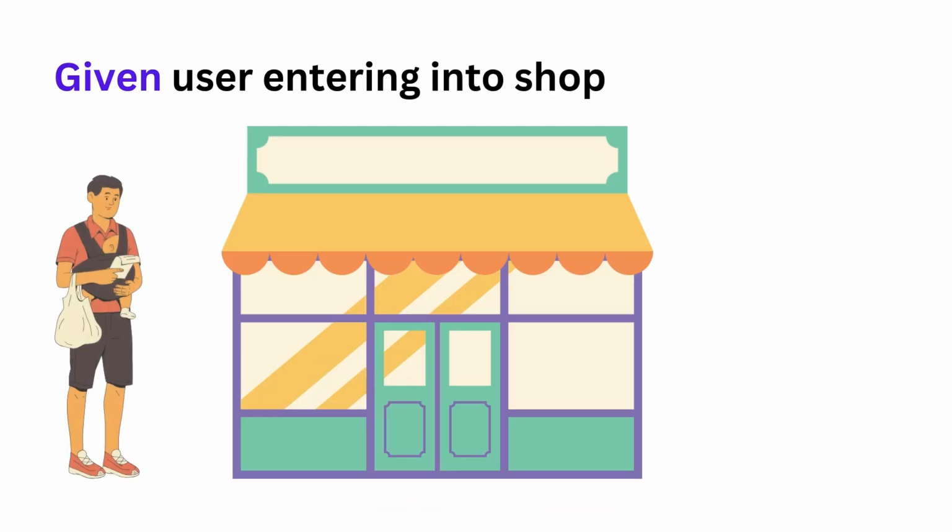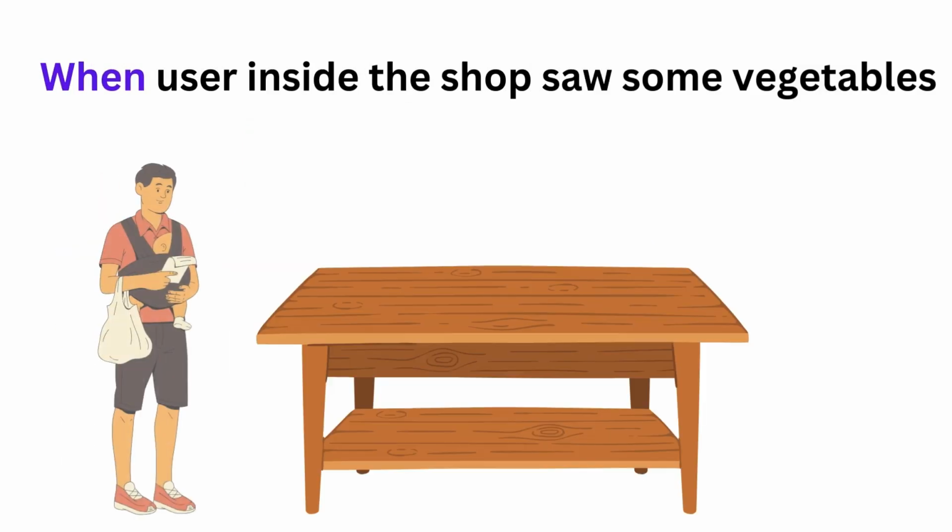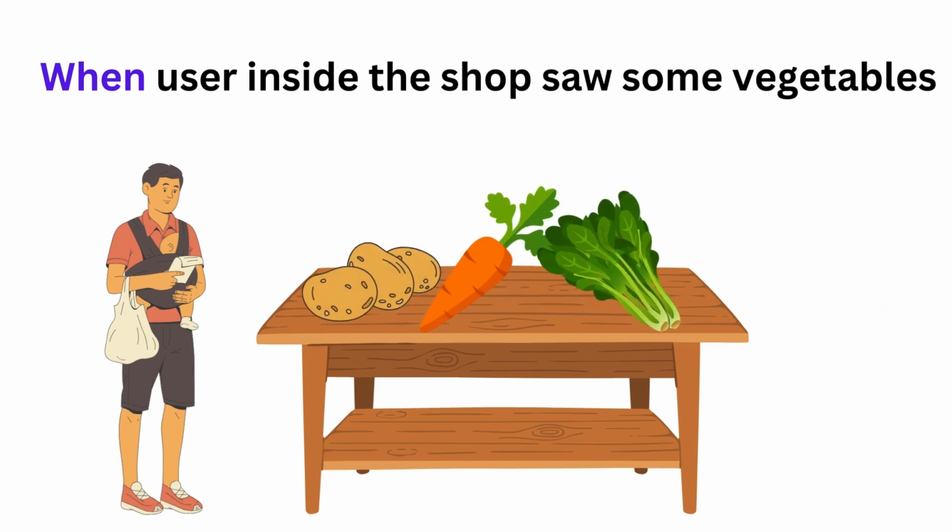After your decision is final, you start from your home and finally enter the vegetable shop. In Gherkin language, you can say: Given user entering into shop. Once you are inside the shop, you are looking for the vegetables that you want. You can say it in Gherkin language: When user inside the shop saw some vegetables. This means after entering the shop, the user saw some vegetables to buy.